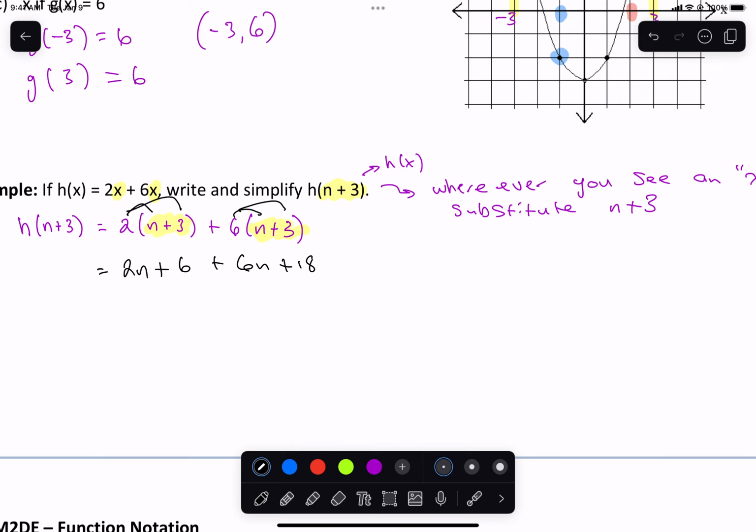And now what? Is that simplified? No, you clean up the like terms, right? So I can go 2n plus 6n plus 6 plus 18. So we're going to get 8n plus 24. Is it fully simplified? Ooh, interesting answer. Who says no? Who says yes? How come no one voted?